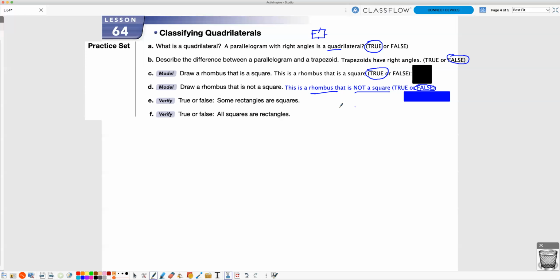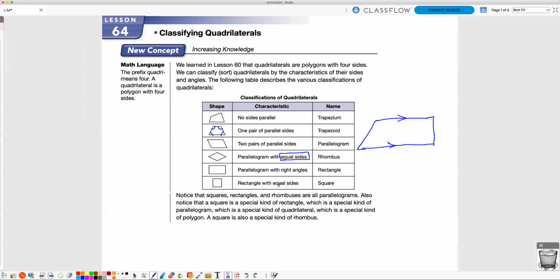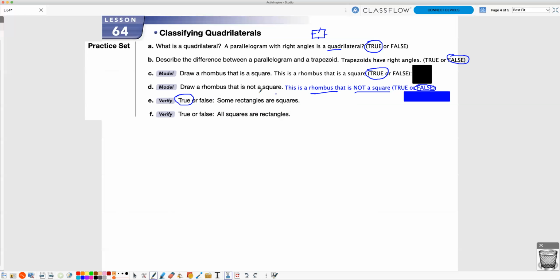This is a rectangle. In letter E, true or false, some rectangles are squares. The answer would be true in this case because a square can be a special kind of rectangle. A square is a rectangle with equal sides. So a square is a special kind of rectangle. So some rectangles are squares. You can see that a square is a rectangle.